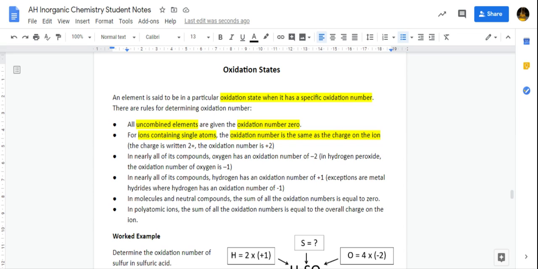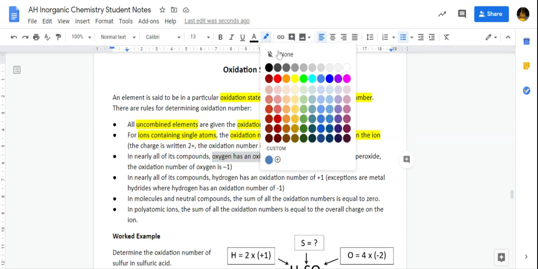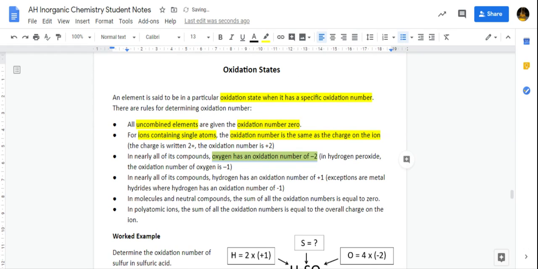Now for oxygen, 99% of the time, the oxidation number of oxygen will be -2, which is the same as the charge on an oxide ion, so it's easy to remember. The only exception to that is hydrogen peroxide, where oxygen actually has an oxidation number of -1, but you're unlikely to come across this in the exam question. For the majority of exam questions, in fact almost all of them, you will be using oxygen having an oxidation number of -2.